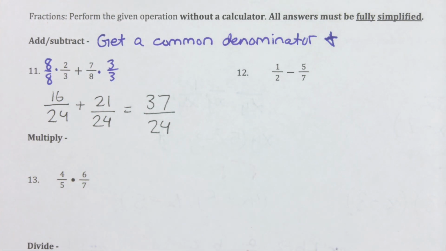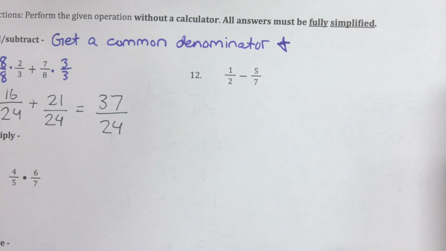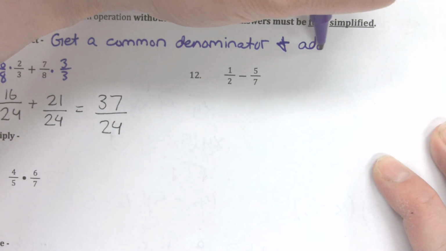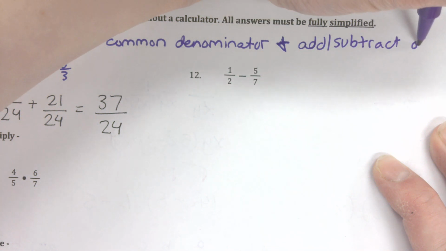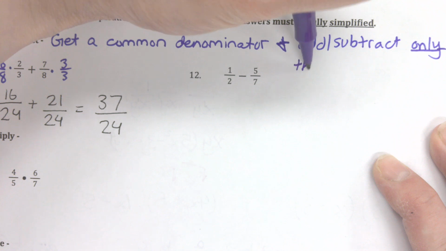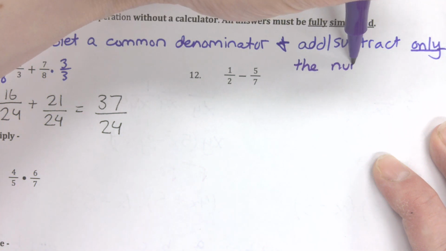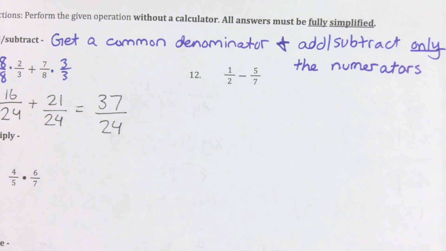Now, if you're able to, check it with a calculator. That'd be fine, but I need to see the work on your paper. So let me add to those directions here. Add / subtract, it depends on the problem. Only the numerators. Don't add the bottom two.